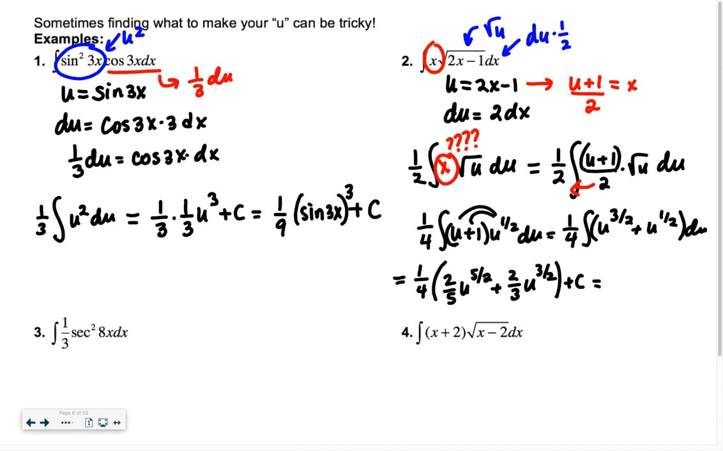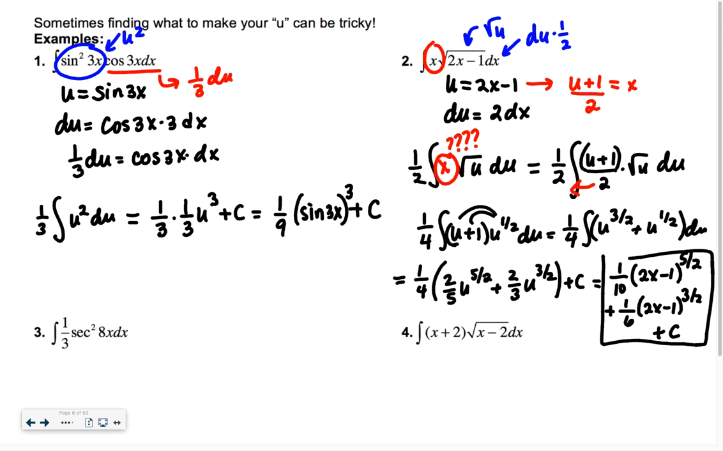So your final answer, I'm totally going to run out of room, is 2/20, because I got to multiply this 1/4 in, right? So it's 2/20, which is 1/10. Our u, what was u again? 2x minus 1, so (2x minus 1) to the 5/2, plus 2/12, which is 1/6, (2x minus 1) to the 3/2, plus c. Does that make sense? Do you guys get that?